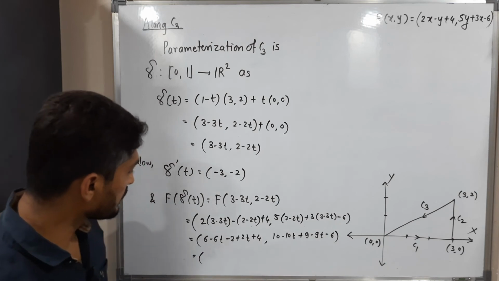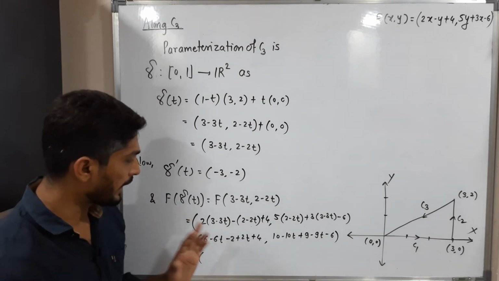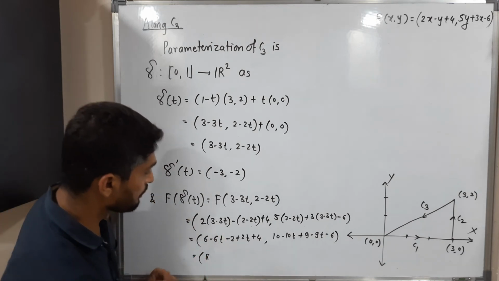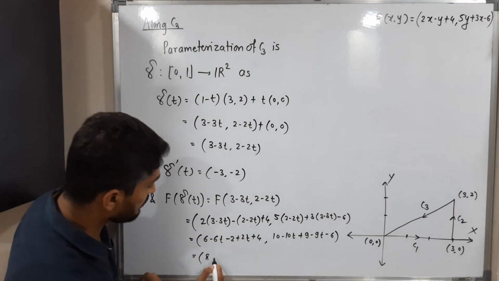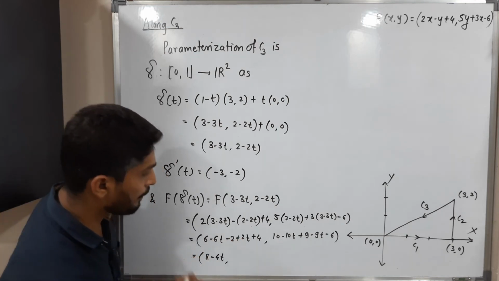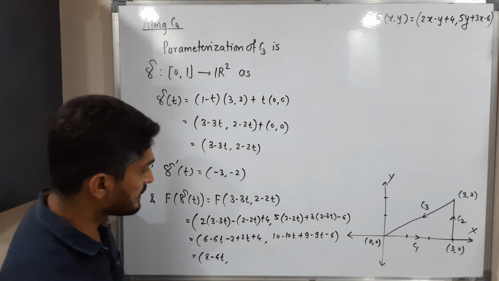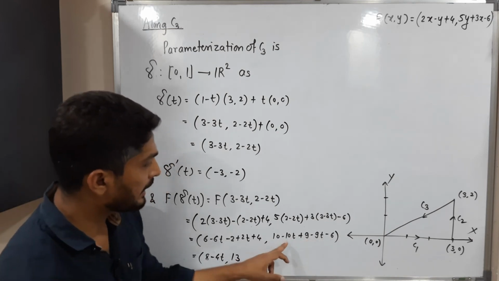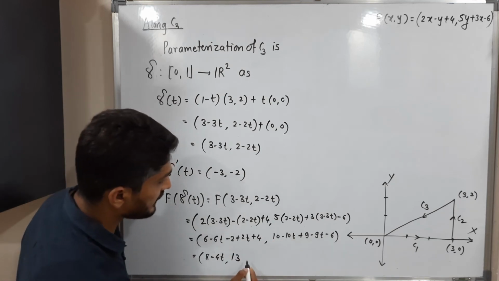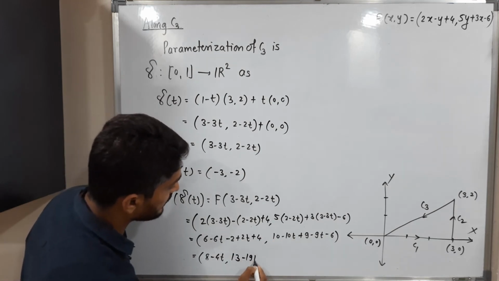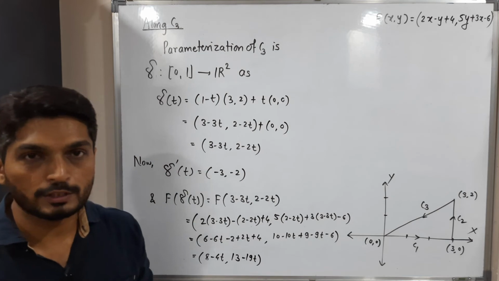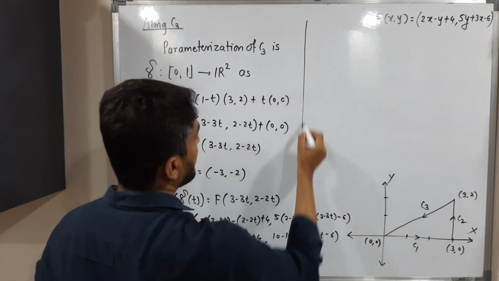So see, constant 6 plus 4, 10 minus 2, 8. Minus 6t plus 2t, we will have minus 4t, comma. 10 plus 9, 19 minus 6, 13. And minus 10t minus 9t, minus 19t. So this thing we have. Now let us follow the definition of the line integral.